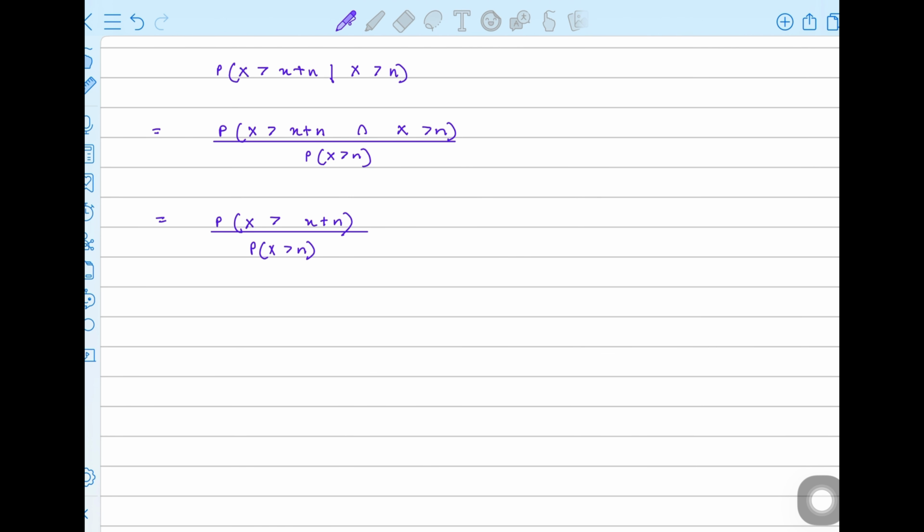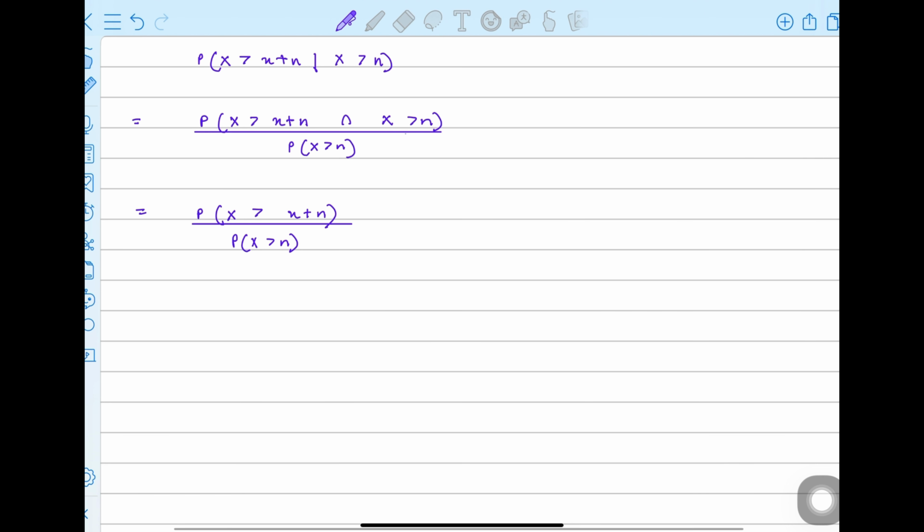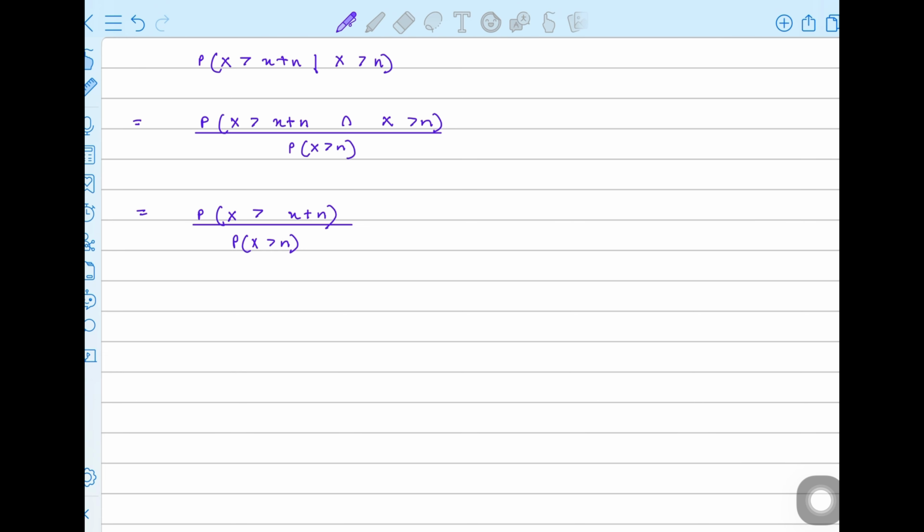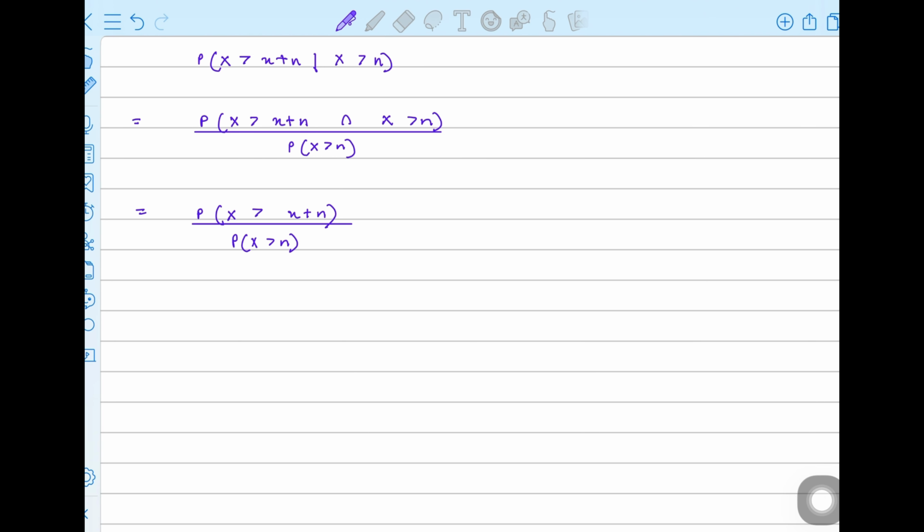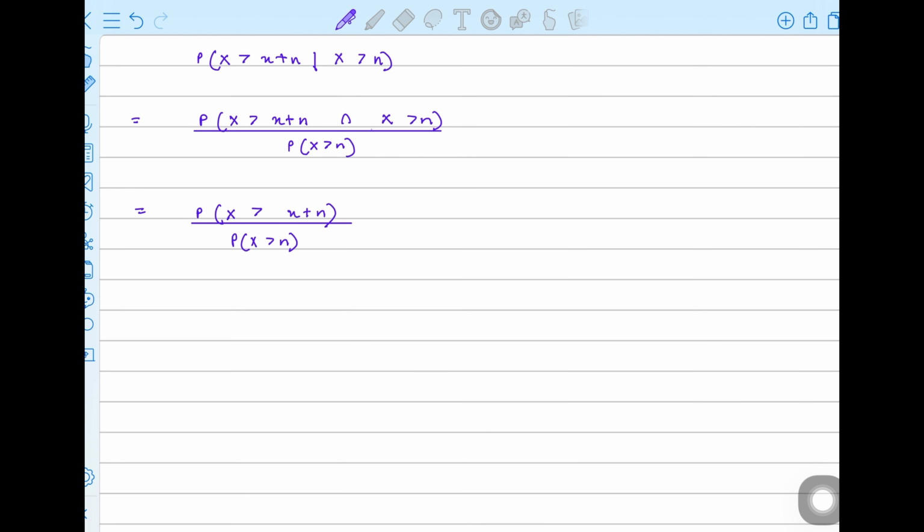The intersection of both of these terms is X is greater than x plus n. This is because X is greater than n means no success occurs in the first n trials. X is greater than x plus n means that no success occurs in the first x plus n trials. If no success has happened in the first x plus n trials, it automatically means that no success has happened in the first n trials as well. Because the first n trials are included inside the first x plus n trials, the event X is greater than x plus n is stronger than X is greater than n.